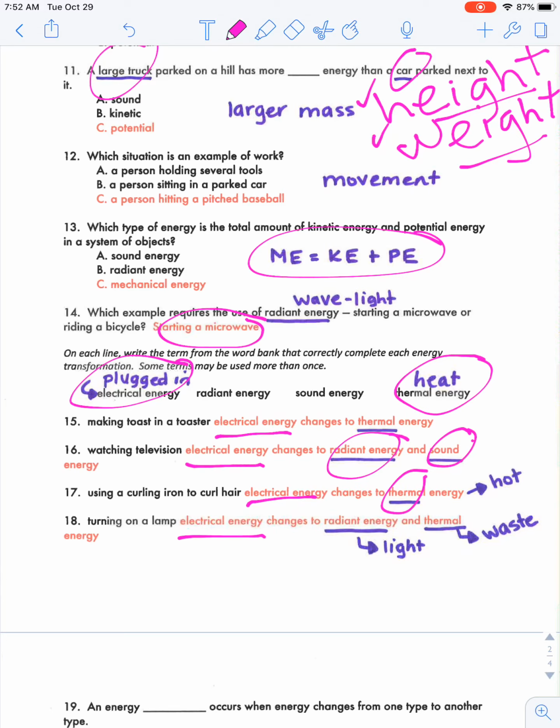Turning on a lamp, you've got to have that thing plugged in. Electrical energy is going to change to radiant energy, which is light, and thermal energy, which is going to be a waste energy. If you get close enough to a light bulb, don't touch it, but it's really warm. So it's a byproduct. It's a waste product from this energy transformation. It really doesn't add anything to the use of the light, but that light does give off thermal energy as waste.